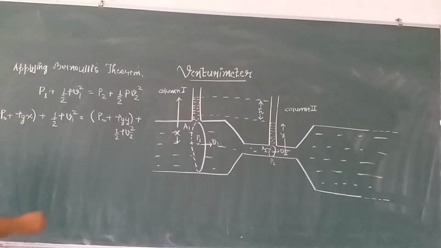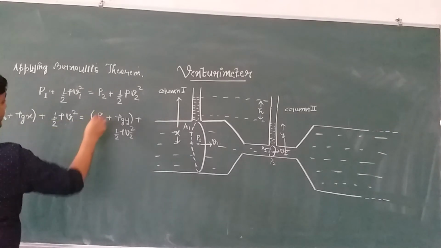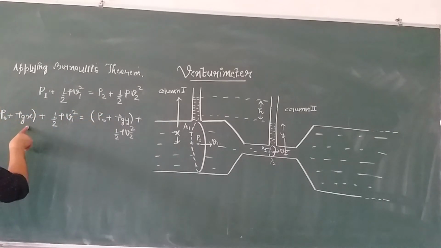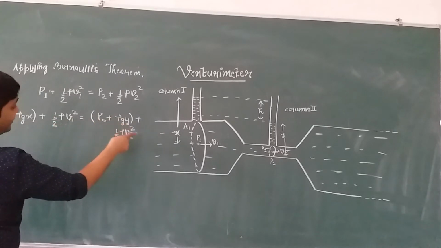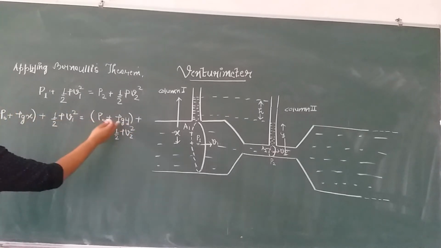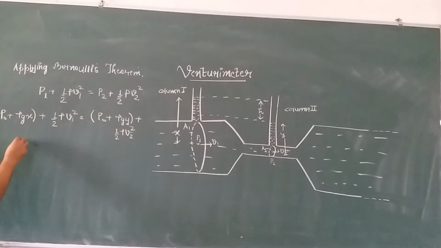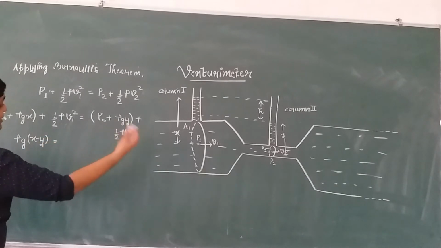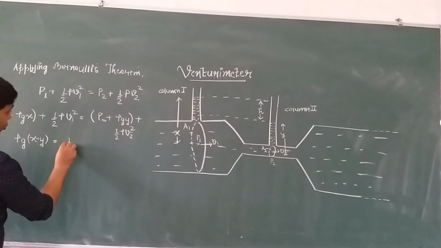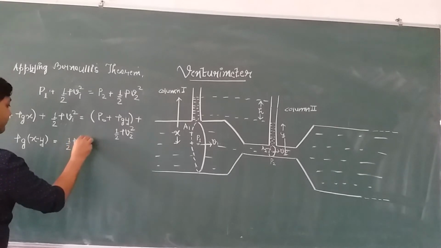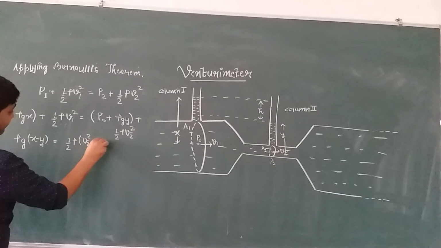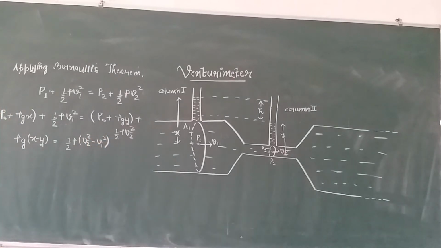Fine. Now if you see this equation, the term P0 gets cancelled. So we will cancel it, and then we will have rho g x plus half rho v1 square is equal to rho g y plus half rho v2 square. Let me take the rho g x and rho g y terms on one side. Taking out common, we will have rho g (x minus y) equal to half rho v2 square minus half rho v1 square, and taking out half rho common, we will have (v2 square minus v1 square). I hope it's clear till here.